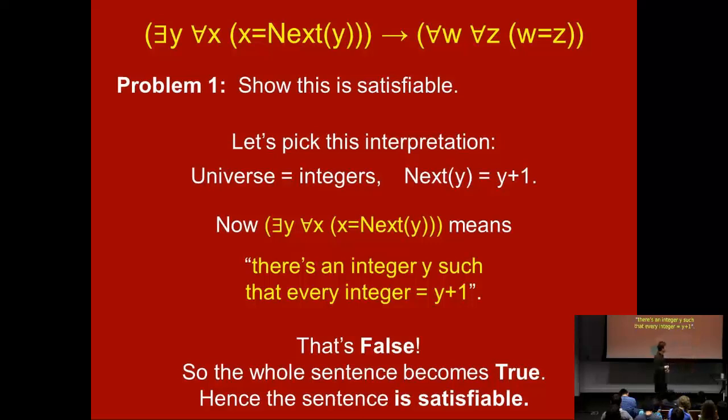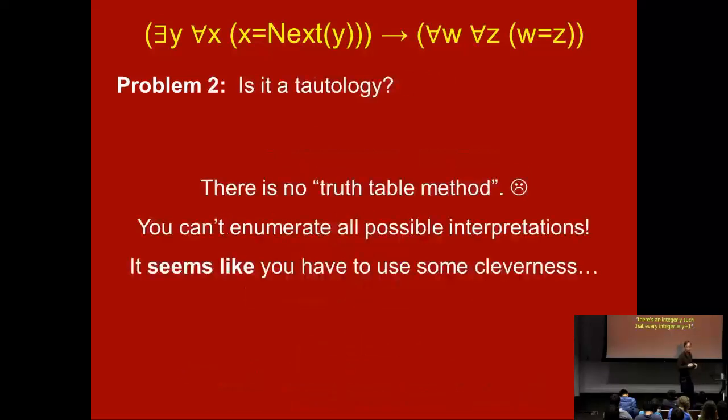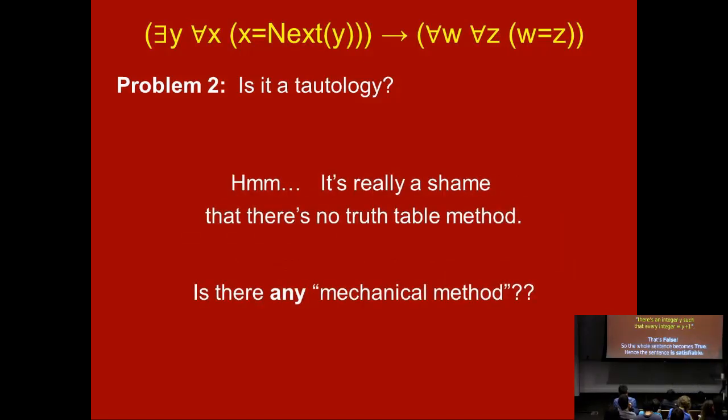And now we're pretty much home free. In fact, we don't even have to worry about whether this piece is true under our interpretation or not, right? Because false implies anything is overall true. So under this interpretation, the whole thing is true, and so the sentence is satisfiable. OK? I'll come to you then.